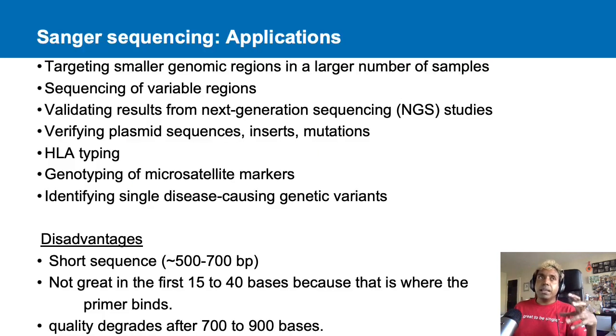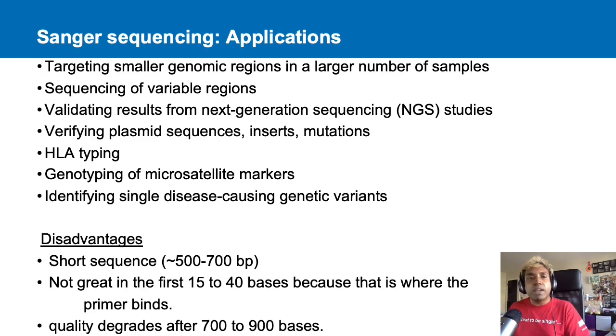So, sequencing by Sanger sequencing is great because it's still being used. It's just that it targets smaller genomic regions in a larger number of samples. The sequencing can be variable from region to region because the quality can differ. And validating results from next generation sequencing is one of the most important things that you do in the lab if you find something interesting.